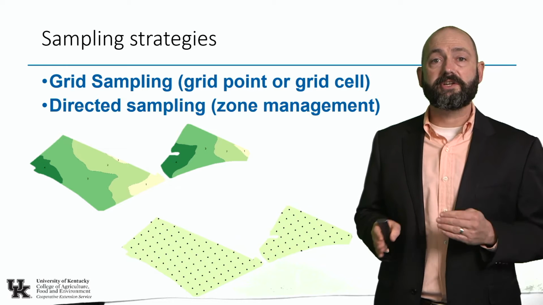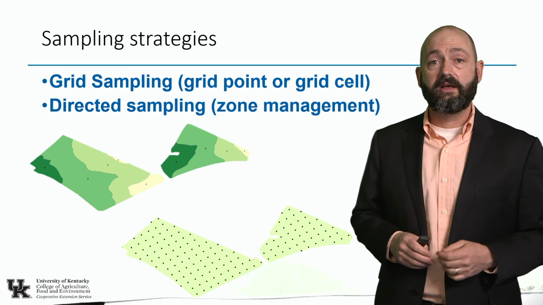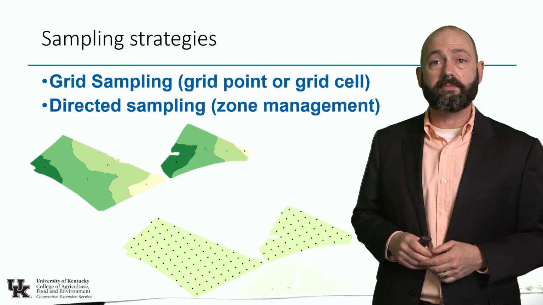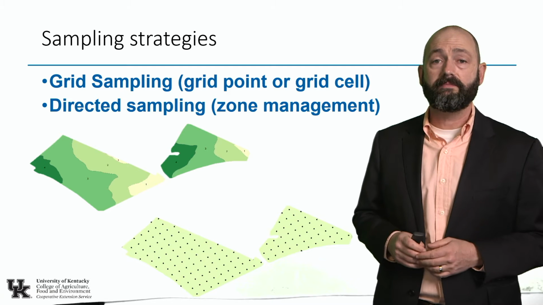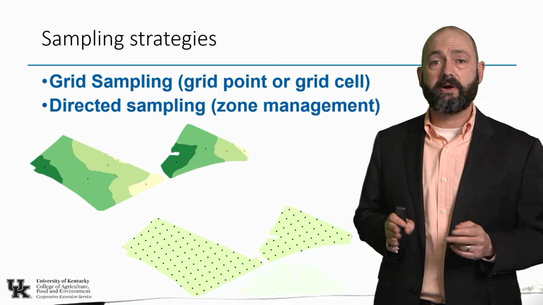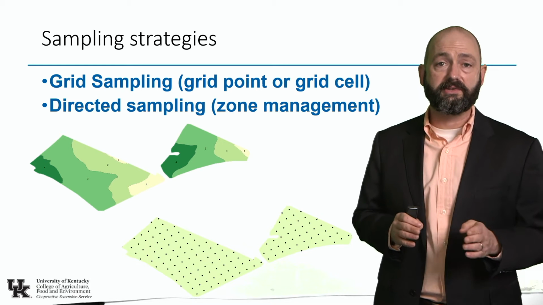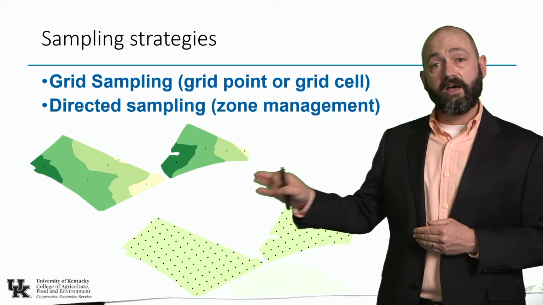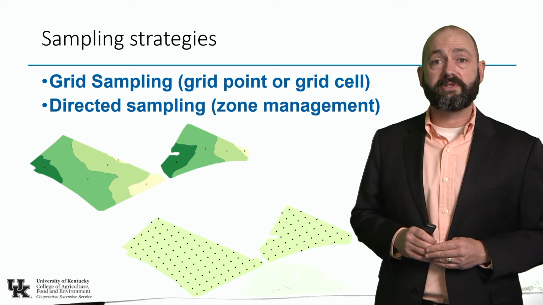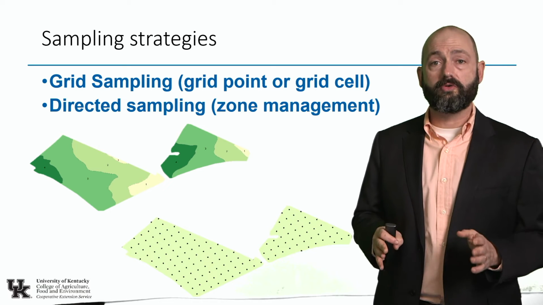There are two strategies for soil sampling for precision ag. The first and the most common is grid sampling. And grid sampling can be either grid point or grid cell based. And I'm going to talk about grid point for the rest of this presentation because I think that's the most common. The other strategy that we'll cover in a separate presentation is zone management or directed sampling.